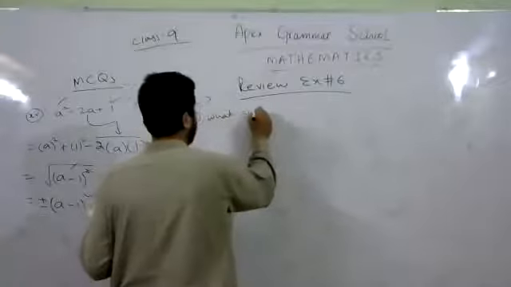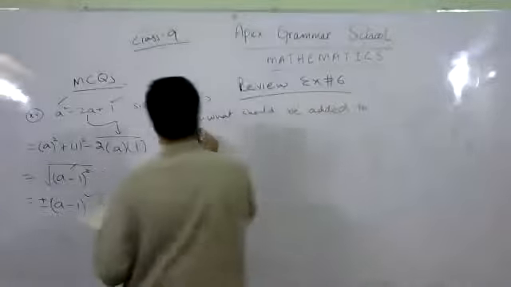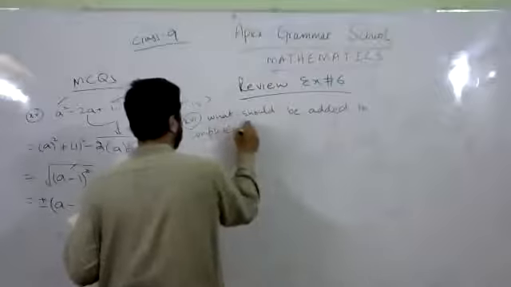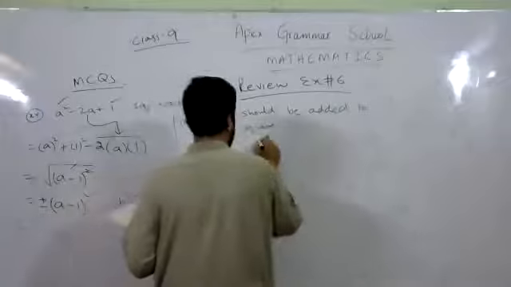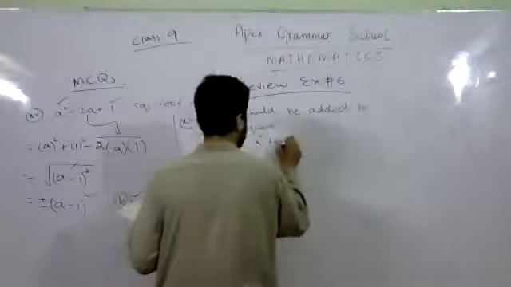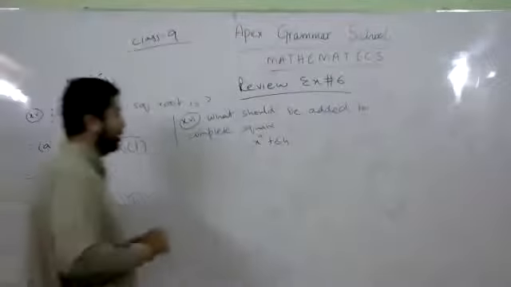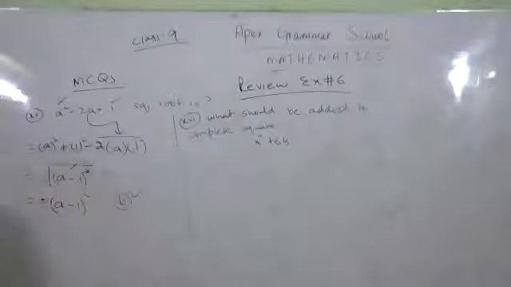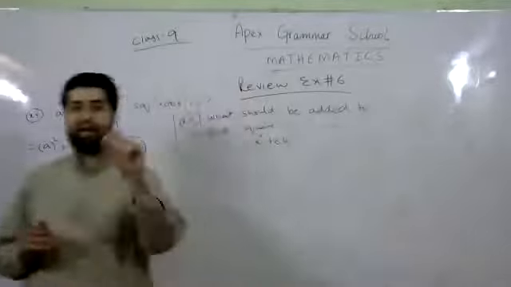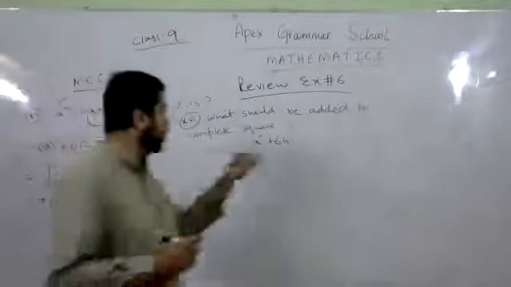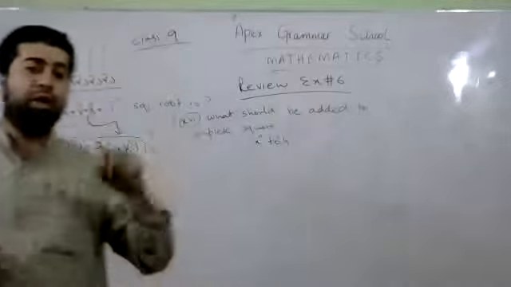What should be added to complete the square of x raised to power 4 plus 64? Now we need to add. Add means plus sign, so for this we require some addition sign. So this must be the complete square formula of plus.